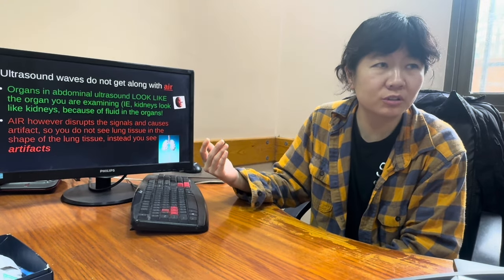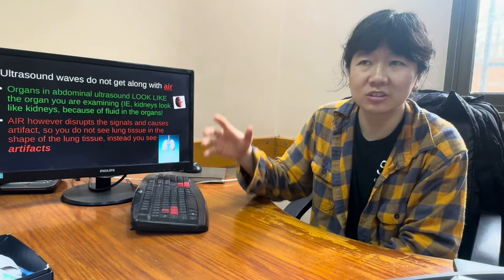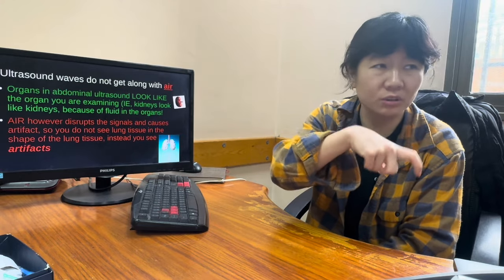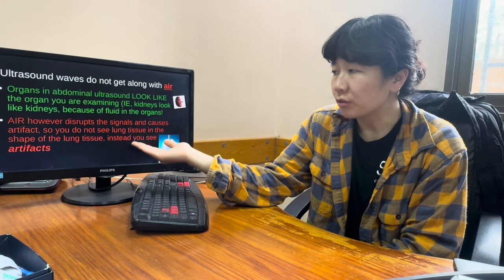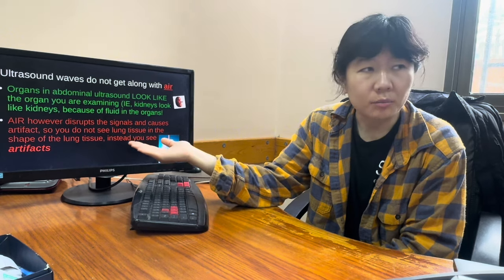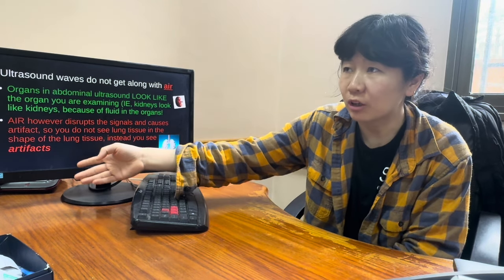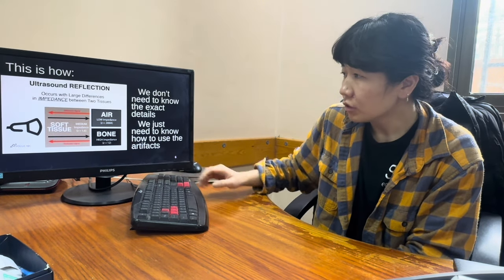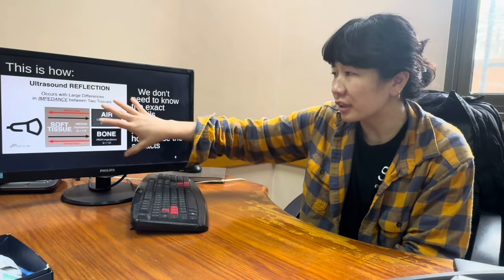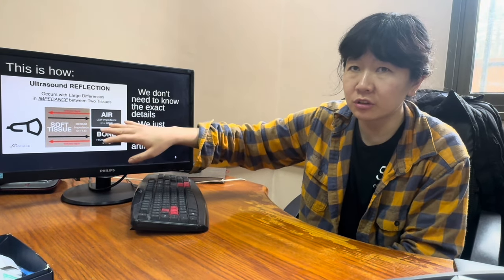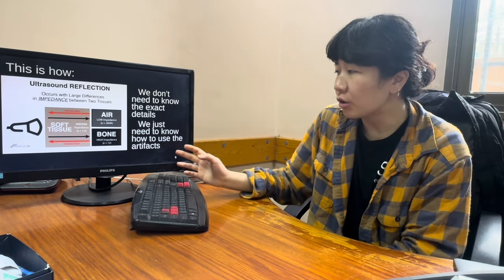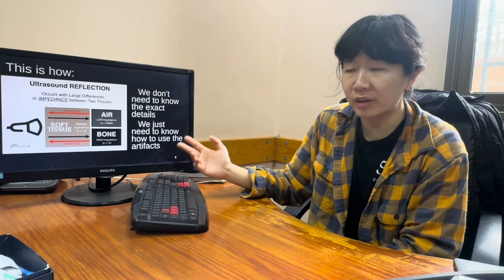And for me, at first, this was extremely confusing. I was like, why do these other organs look like the organ and you go to the lung, it doesn't look anything like a lung? And the reason is, like we talked about during the first day, you get a lot of artifacts when you encounter air. So there's a lot of complicated physics behind why that happens. We don't need to get into the details, but we just need to know how to use these artifacts to our advantage.